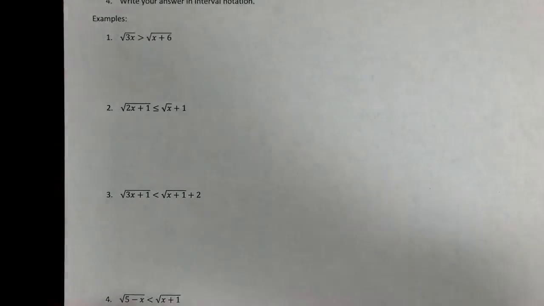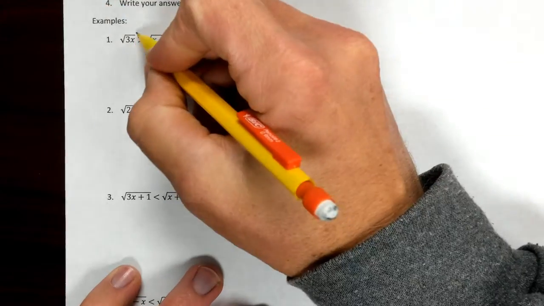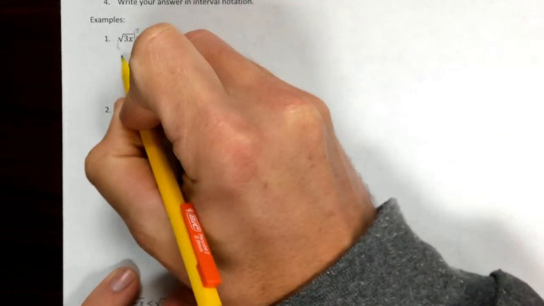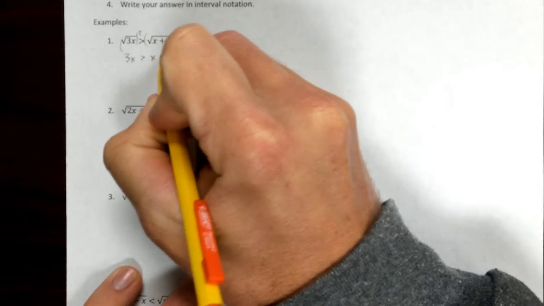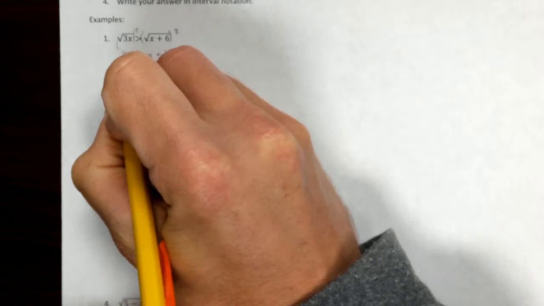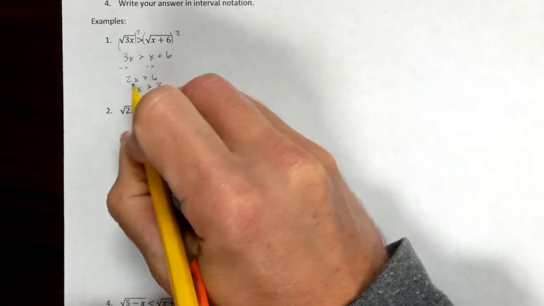Alright, we're looking at square root functions again today. We have square roots on both sides, so again we want to isolate for x, so we're going to square both sides. When we square, the square roots cancel out and we get 3x is greater than x plus 6. Now once again we're solving for x, so let's subtract x right here. We get 2x is greater than 6, so x is greater than 3.